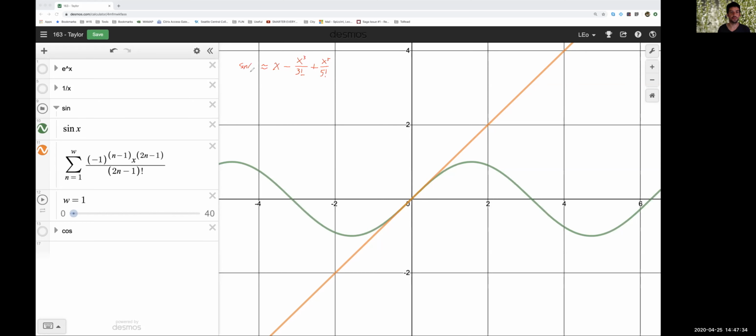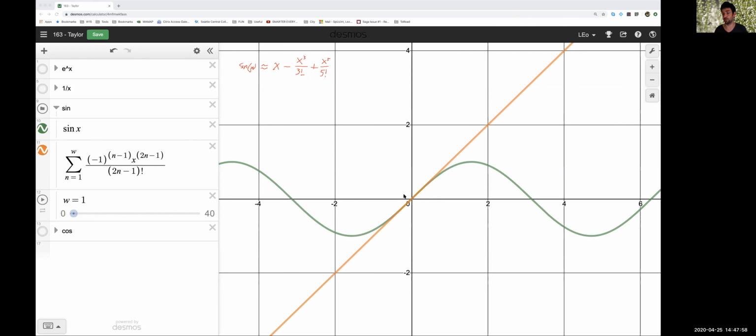Oh, that's terrible, but we're going to leave it. All right. Sine of x is approximately x minus x cubed over 3 factorial plus x to the 5th over 5 factorial. So what we're looking at here is just this first term. This would be the 1st degree Taylor polynomial, just x, right? And you probably have heard that sine x is approximately x near 0, right?